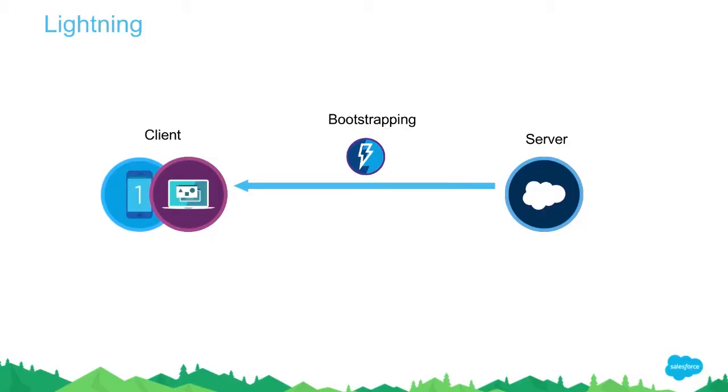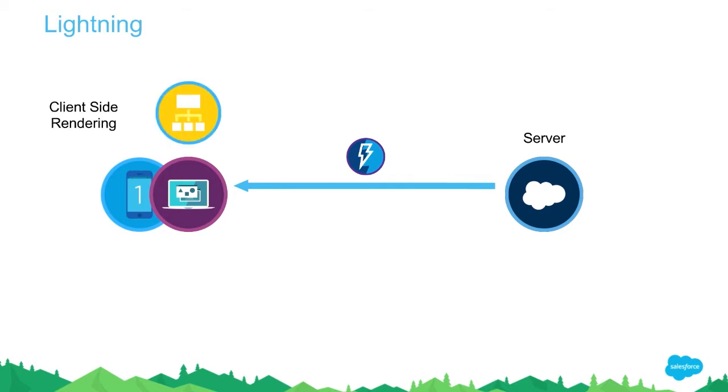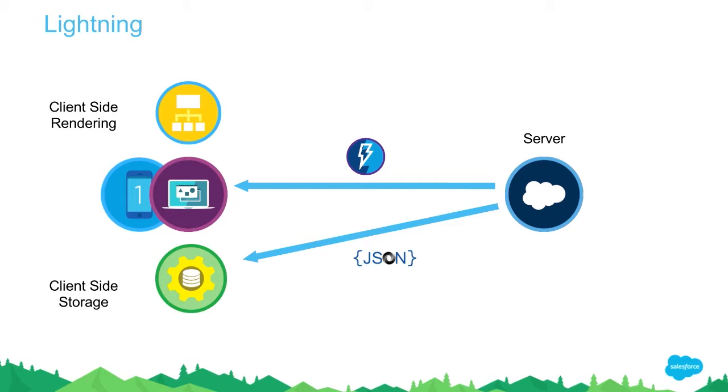Now for Lightning, when you request Lightning for the first time, it loads all the bootstrapping to the client side and builds the component tree on the client side, and all the rendering after that is mostly happening there. And for the actual data that the client side needs, it just pulls from the server, and it can store it in the client-side data storage. And whenever you need new data, you simply pull data from the server in JSON format.